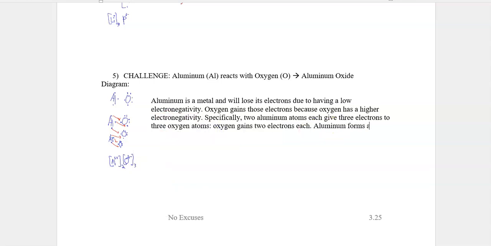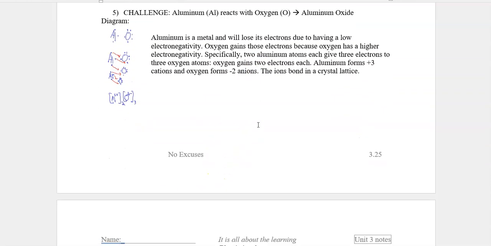Aluminum forms a +3 cation, and oxygen forms -2 anions. I need the cations to be plural. Aluminum forms +3 cations, and oxygen forms -2 anions. The ions bond in a crystal lattice. Nice, there we go. So that's ionic bonding.